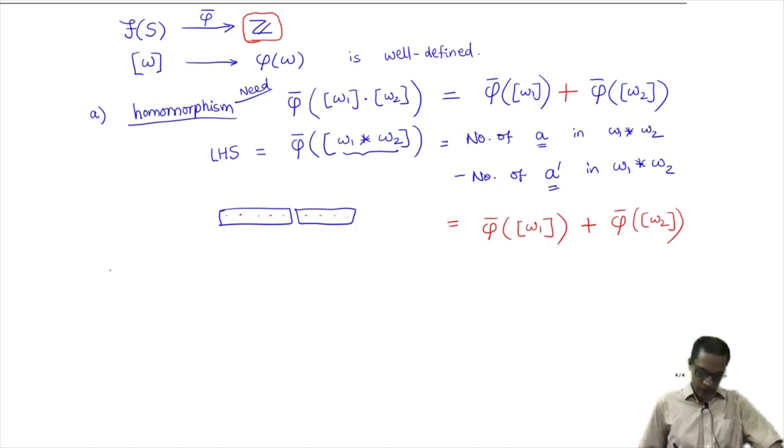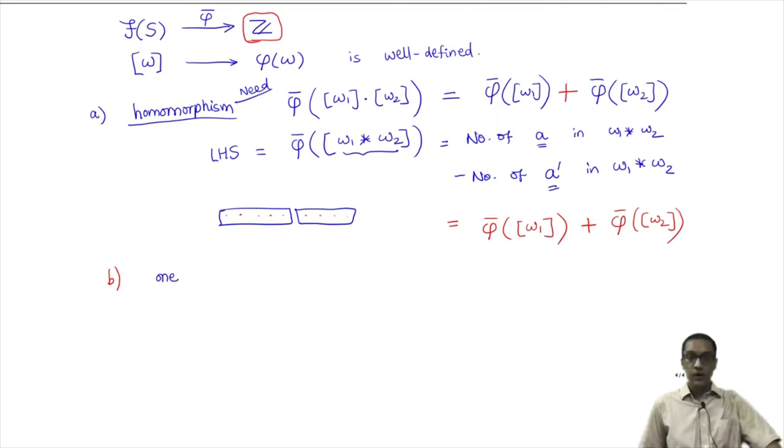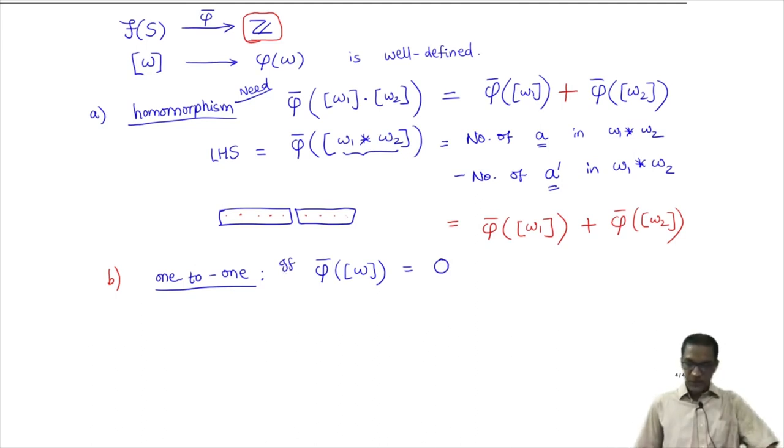Now let's look at property B, which is 1-to-1-ness. Let's prove 1-to-1 now, and then we'll prove onto. Why is this map 1-to-1? Since it's a homomorphism, we just need to check the following property: if the equivalence class of a word maps to the identity element of Z, the identity under addition, remember, is 0. So suppose some equivalence class maps to 0, then we need to prove that this equivalence class must be the identity element of the free group. Remember, the identity element of F of S, which you probably checked, is nothing but the equivalence class of the empty word.